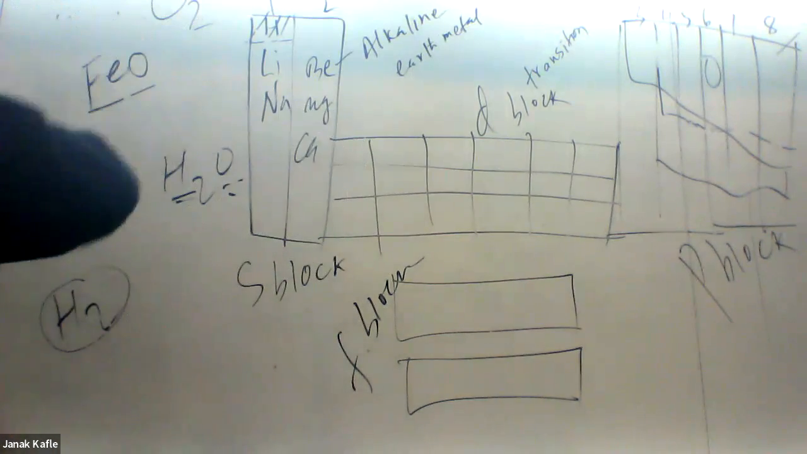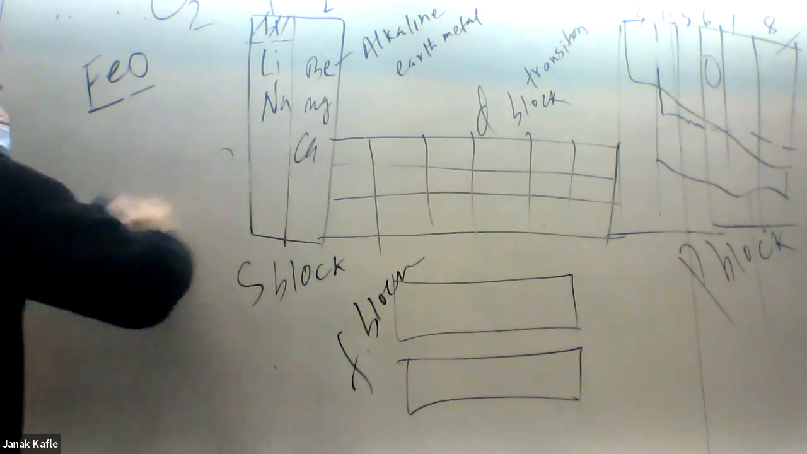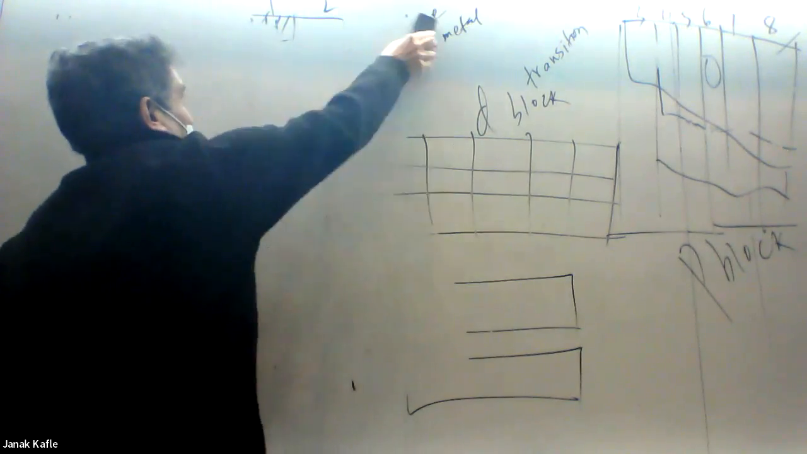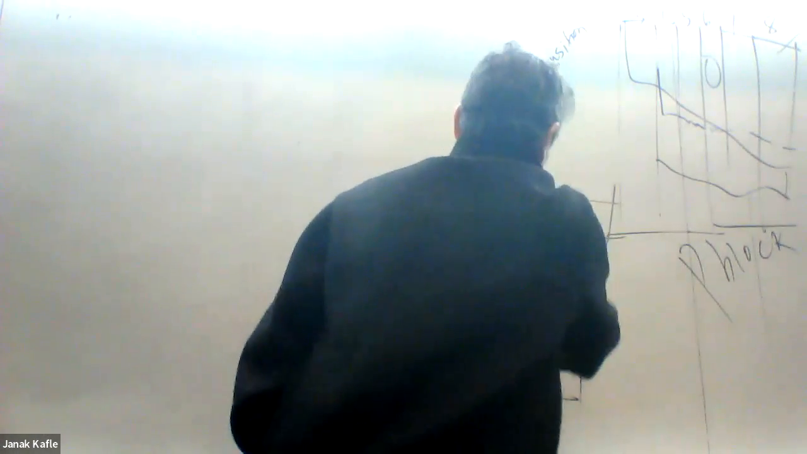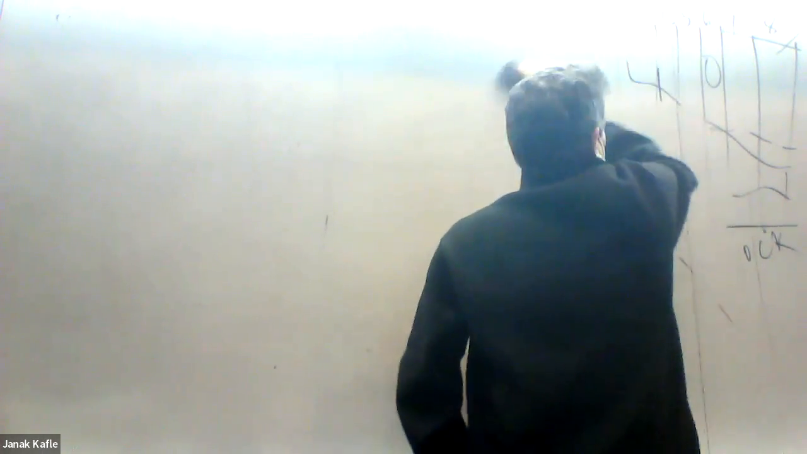Everybody got that? So like this. So if you see two things sitting together, that is a compound. If you see only one kind of material sitting together, that's an element.